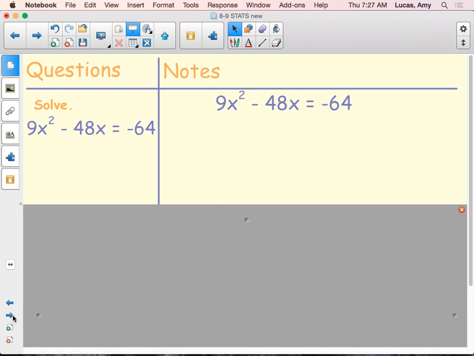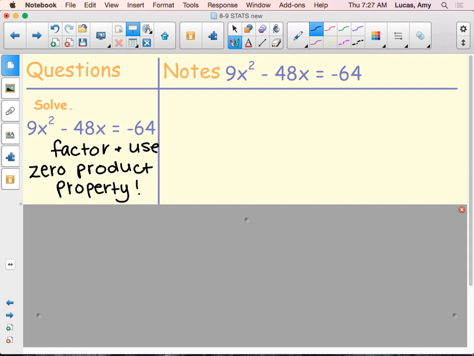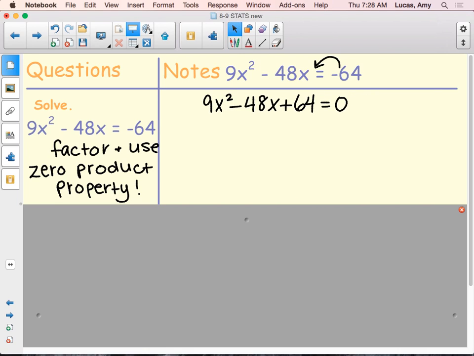Okay, now our problem has changed a little bit. You may notice the equal sign. So that means that we're going to factor, and then after factoring, we have to use the zero product property to figure out what x is equal to. So we're not factoring and then stopping. We're factoring and then solving for x. So I'm going to take this negative 64 and put it on the correct side. Because if you are going to use the zero product property, that means your product has to equal 0. So not equal negative 64, but equal 0.